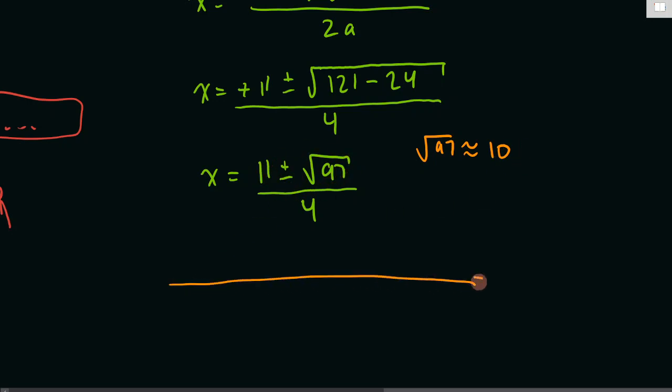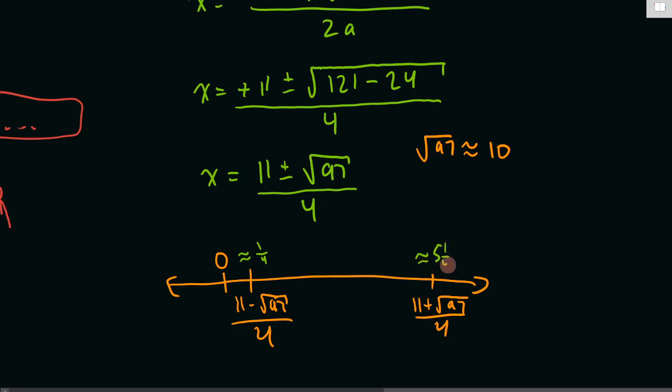So on my number line, I'm going to plot these 2 points. One option is 11 minus root 97 over 4. And the other point is going to be 11 plus root 97 over 4. And 0 is going to be over here-ish somewhere, because I know that this point is about 11 minus 10, which is 1, so that's roughly 1 over 4. And 11 plus 10 is 21. 21 over 4 is about 5 1/4-ish.